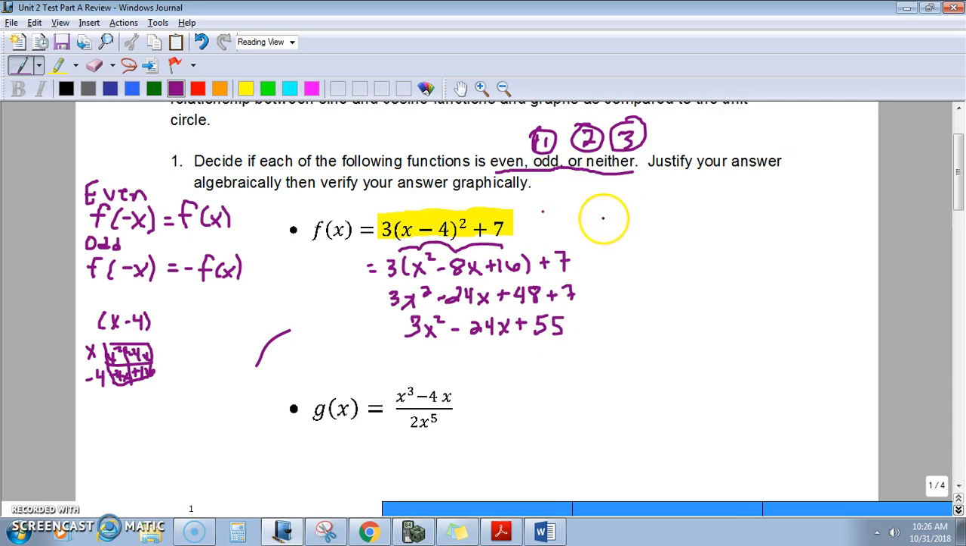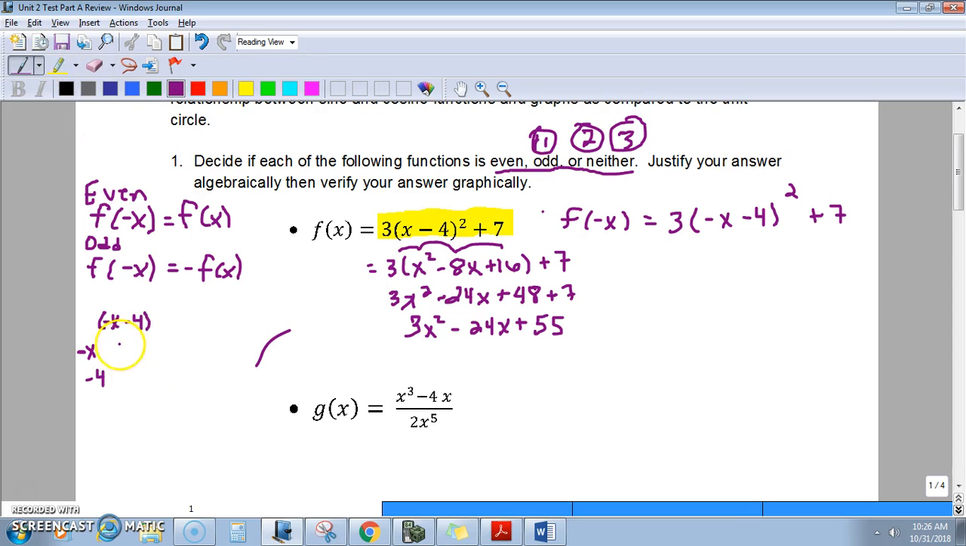Now, instead of having f of x, I want to do f of negative x, and then I'm going to simplify that. So f of negative x means I have a negative x here, minus 4, squared, plus 7. So back here where I multiplied this, I'm going to re-multiply it, but I'm going to make both of my x's negative. Okay, so let's erase the square. We'll do it again.